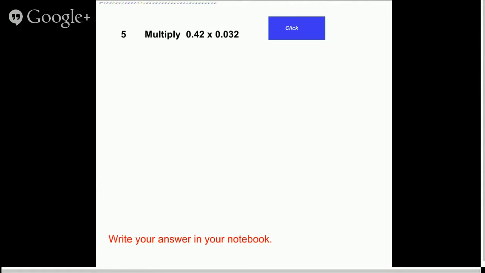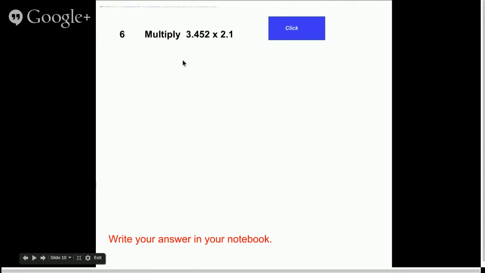All right. Try this one in your notebook. Go ahead and pause it. All right. Correct answer is 0.1344. 4 digits after the decimal point. This one must have been a 0. There would have been 5 decimals after the decimal point. Yep.